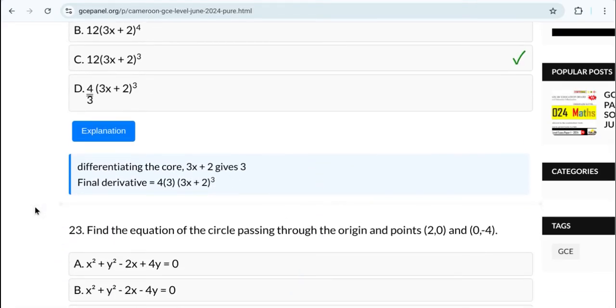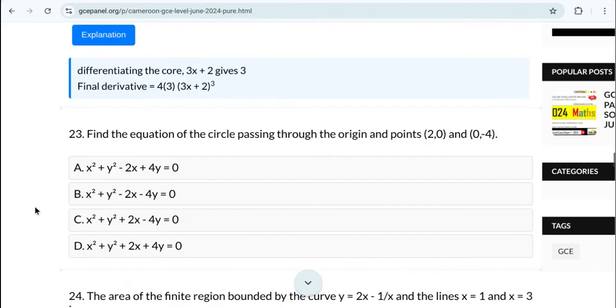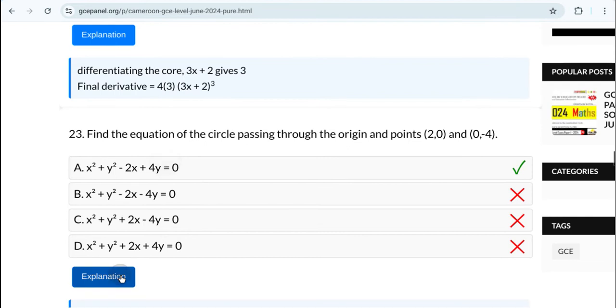Question 23. Find the equation of the circle passing through the origin and the points (2, 0) and (0, negative 4). To find this equation, you're going to get the general form, or the Cartesian form, of the equation of a circle, and you use all those 3 different points. Since it passes through the origin, it means that our constant c is going to be equal to 0. So let's see which of these ones is the key. Okay, key is A.